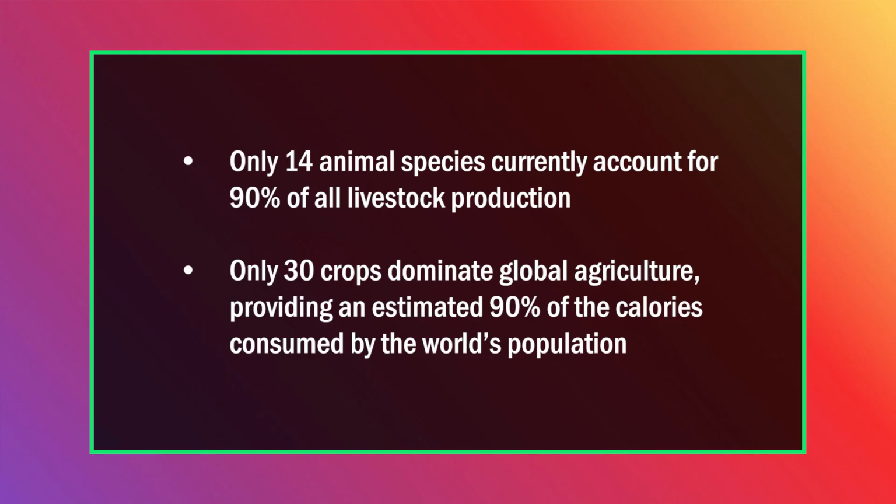For example, only 14 animal species currently account for 90% of all livestock production, and only 30 crops dominate global agriculture, providing an estimated 90% of the calories consumed by the world's population. Despite its crucial importance in supporting societies, agriculture remains the largest driver of genetic erosion, species loss, and conversion of natural habitats around the world.